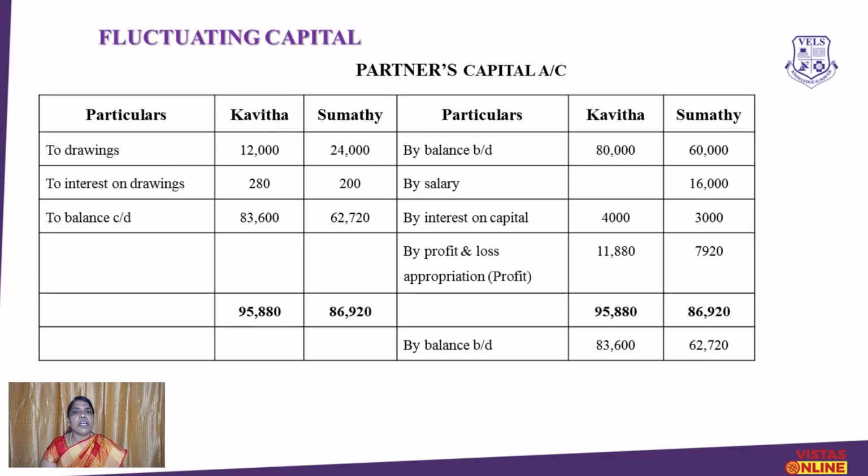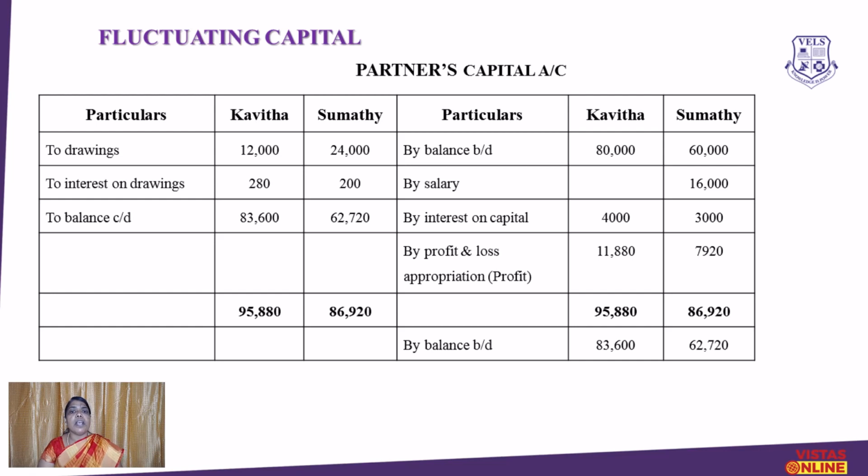Then we can see the partners capital account under fluctuating capital method. Here also we have to put 3 columns on the debit side as well as 3 columns on the credit side. Debit side: particulars column and 2 amount columns, one for Kavita and another for Sumati. In the credit side also, particulars column, then 2 amount columns for Kavita as well as Sumati.